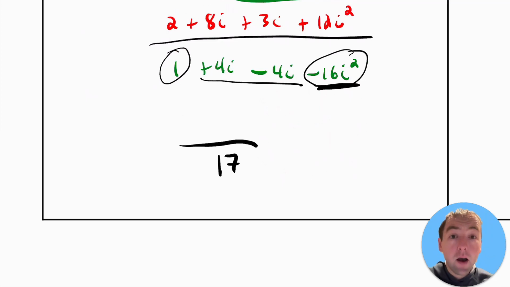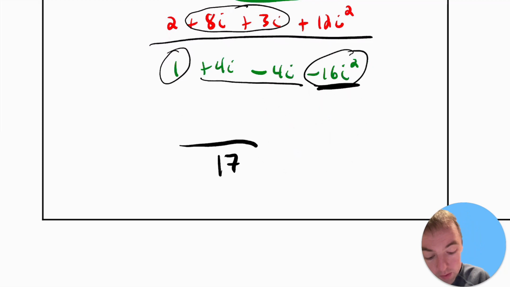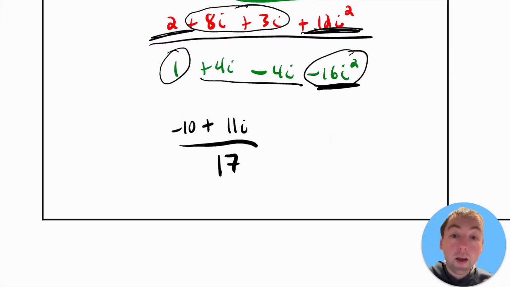And then on top, if I add the imaginary parts together, you're going to end up with 11i. And then that right there is really 12 times negative 1. So you're going to end up with a negative 12, which then if you take the negative 12 and the 2 and you add it together, you're going to get negative 10. So we end up with negative 10 plus 11i on top over 17.